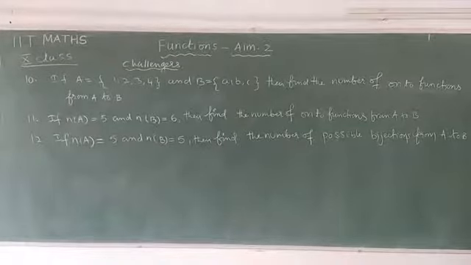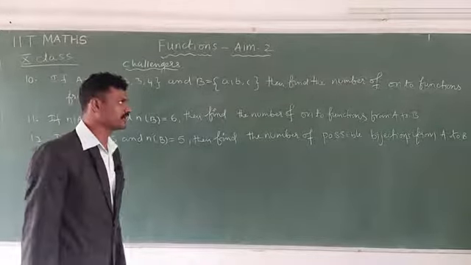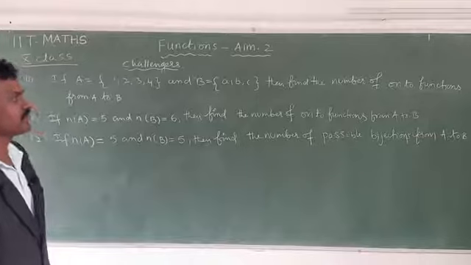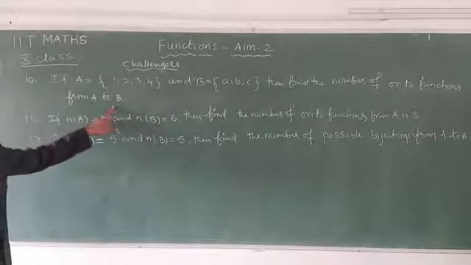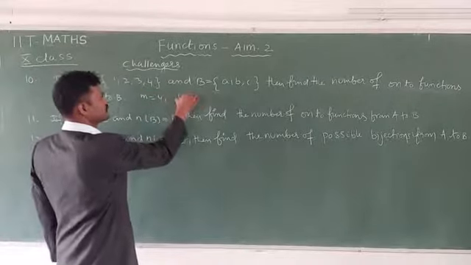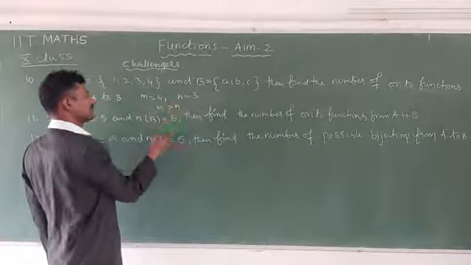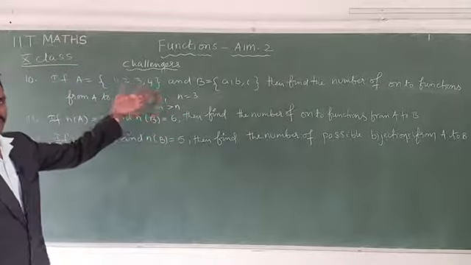Okay, now the 10th one. If A is equal to the set {1, 2, 3, 4} and B is equal to the set {a, b, c}, then find the number of onto functions from A to B. You have to try this problem at home. Here m is equal to 4 and n is equal to 3. Then m is greater than n, so the number of onto functions is possible.